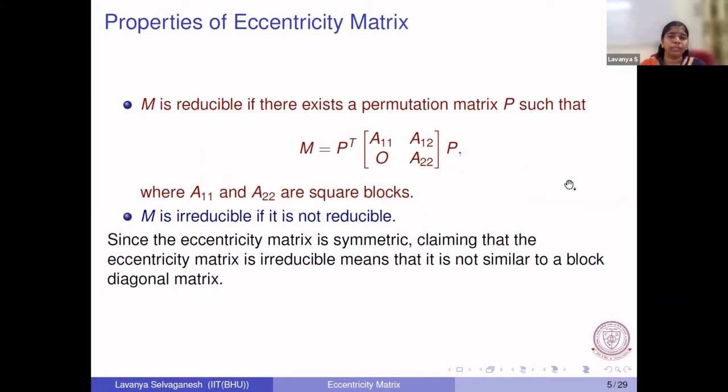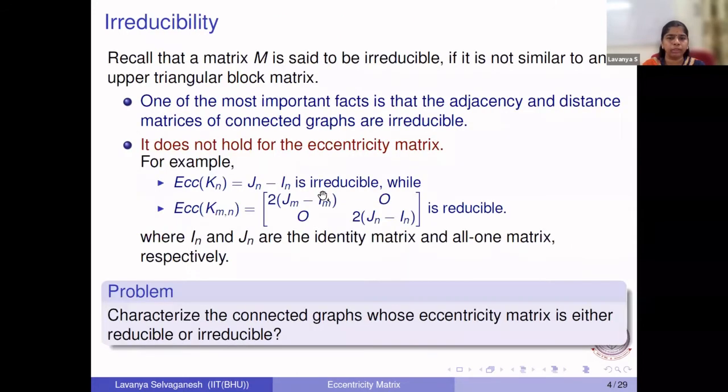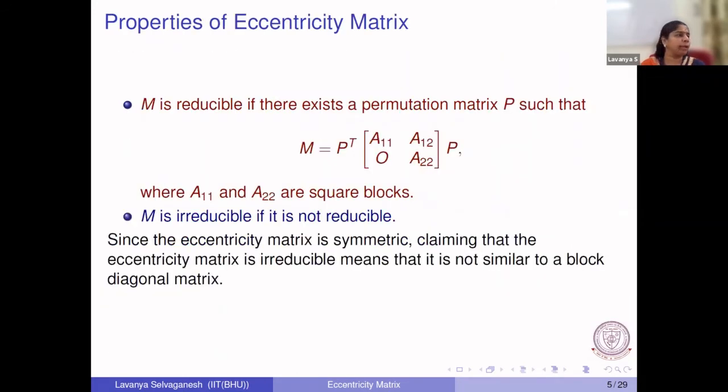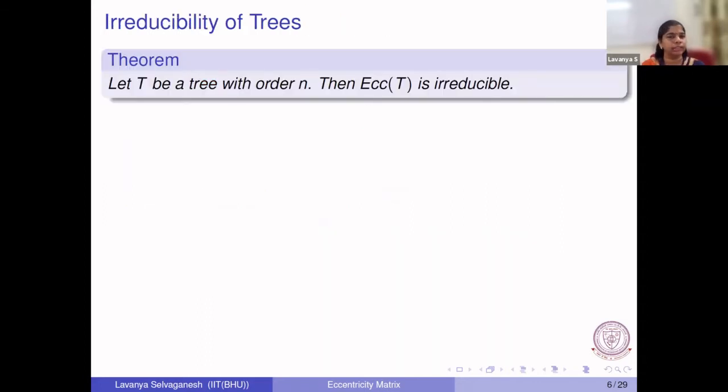Now from this definition, the first observation that I want to make is that the eccentricity matrix is a symmetric matrix. Claiming that it is irreducible means that it is not similar to a block diagonal matrix. So in the attempt of solving this problem, to identify the class of graphs which gives us an irreducible eccentricity matrix, the first class is the trees.